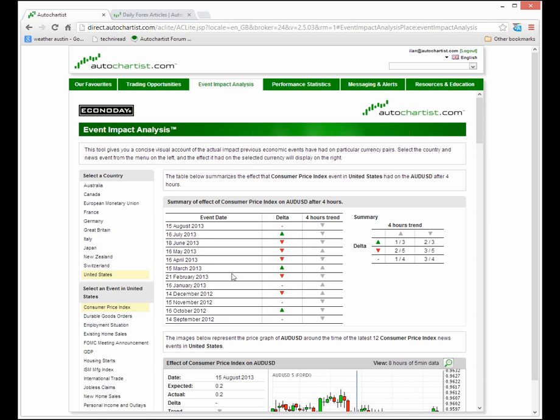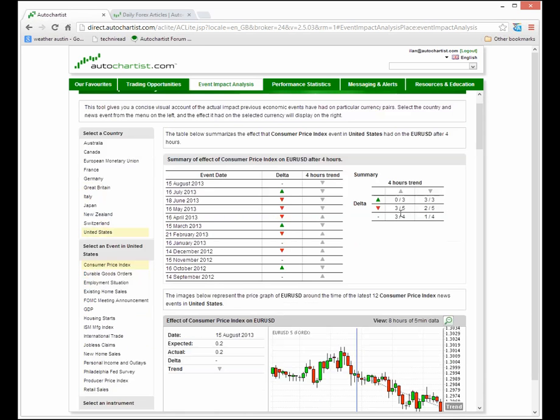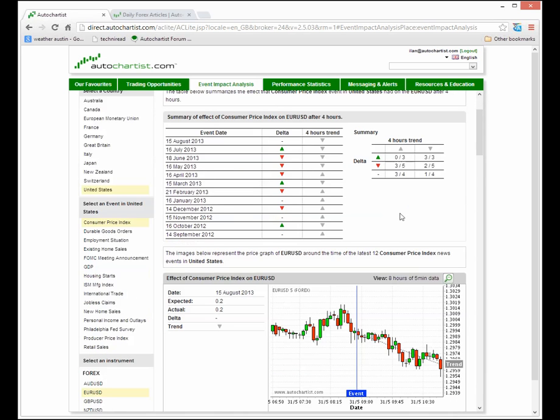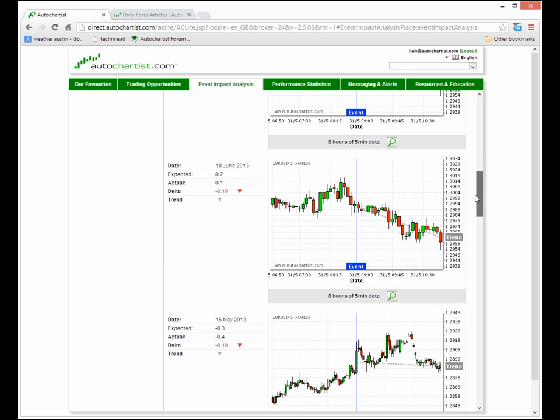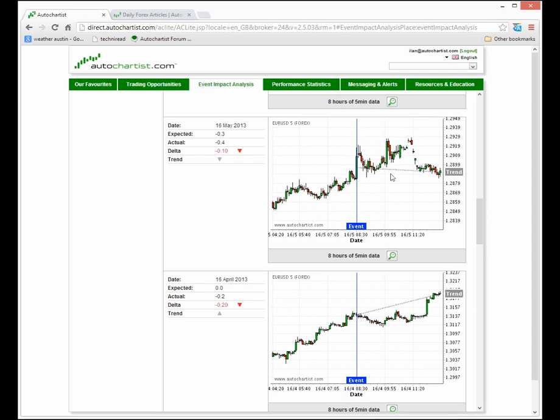Event Impact Analysis is actually a joint collaboration between Autochartist and Econoday. Econoday is one of the world's premier providers of economic news data. So, for example, things like non-farm payroll releases or CPI releases in different countries, those are financial economic events. So what we've done with Econoday together is we've tried to provide people with a historical view on what the effect was of these different economic events on different instruments.